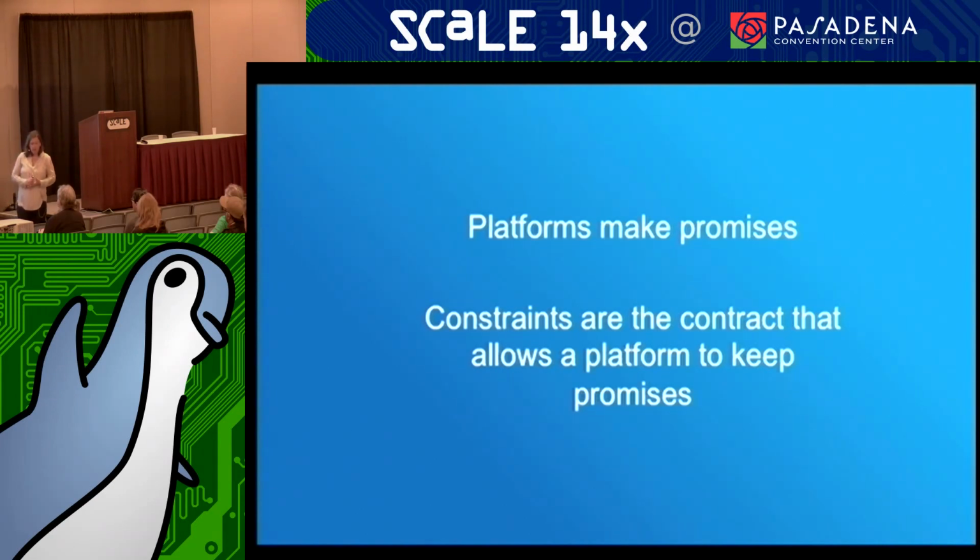And the reason that these application platforms can do this is because they have constraints. But because they have constraints, they can make promises. So because they say you have to use one of these 50 languages, they can say, if you're using one of these 50 languages, we can handle the build for you. So they have constraints so that they can make promises.